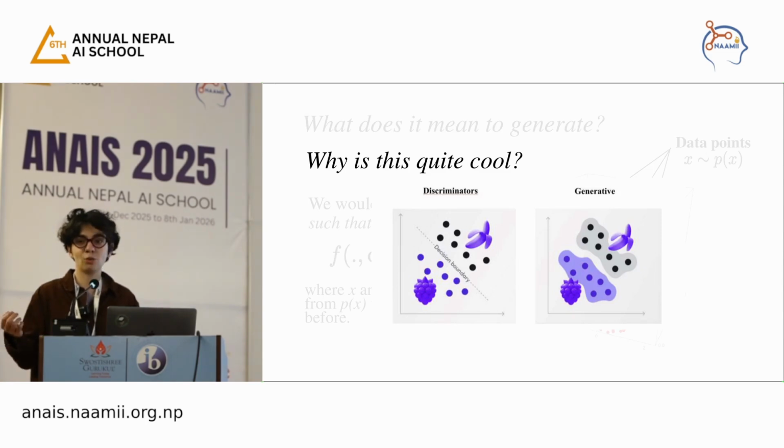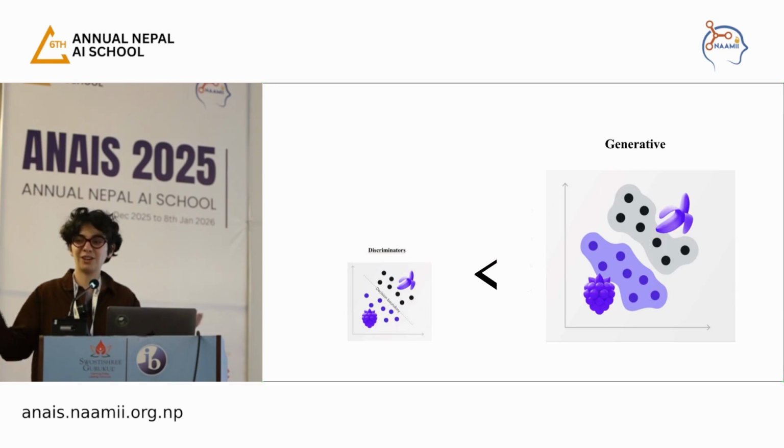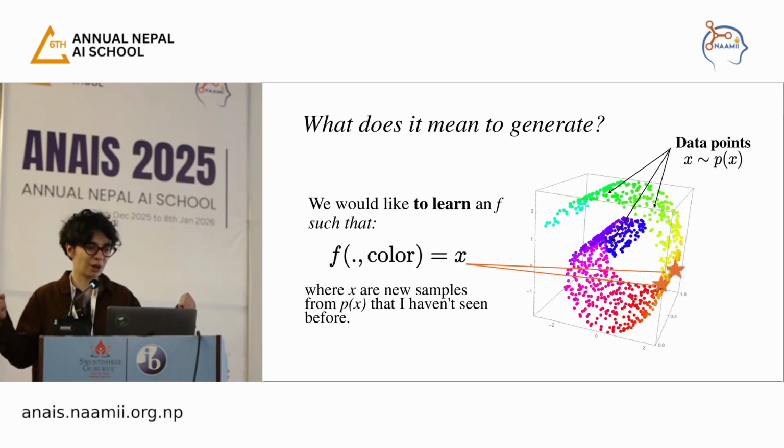Why do you think this is quite cool? Does anybody have some intuition as to why this is a bit cool? Raise your hand if you have some intuition. Because we can sample this. Yes, so generative models kind of have discriminating power, right? They're able to understand what is a cat and dog and also generate them. So they're a bit smarter than discriminators.